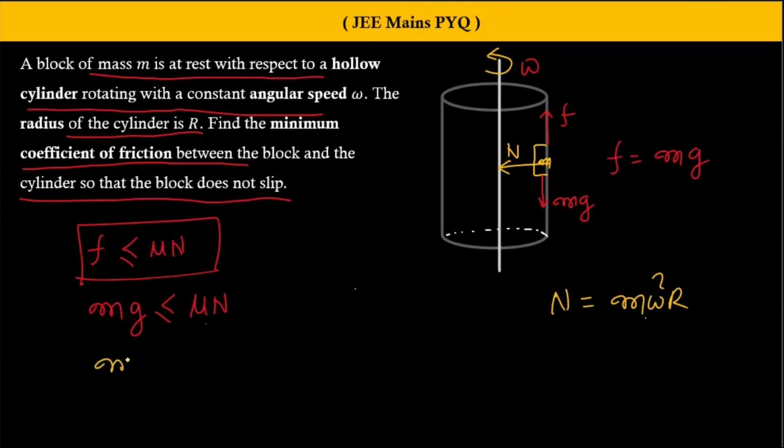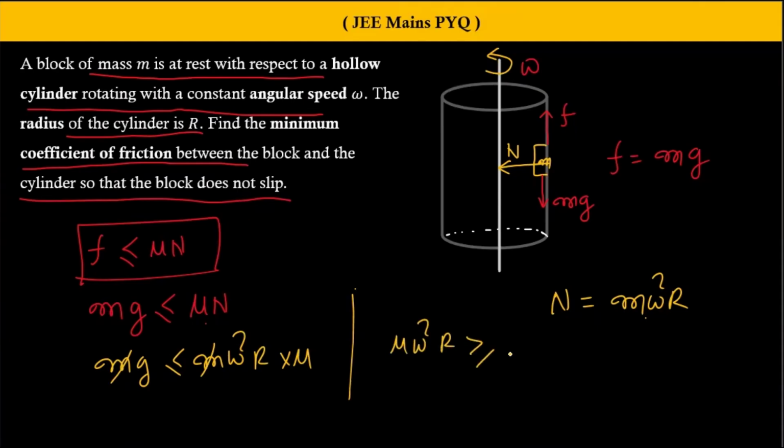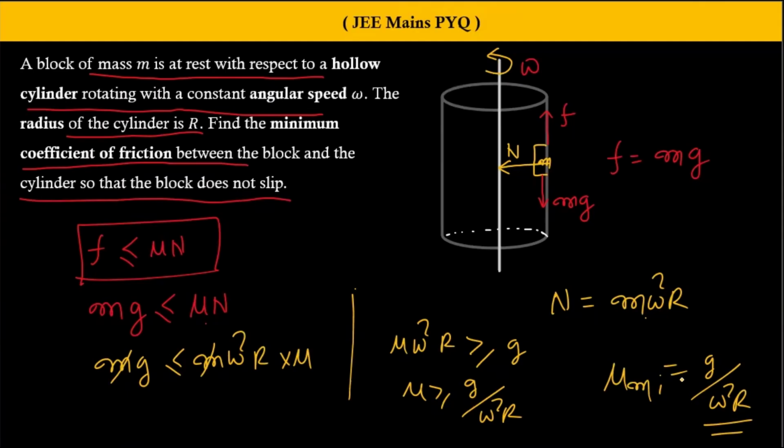Now you put the value here, mg less than equal to mu m omega square r, m will get cancelled, okay, and this is mu n, right? So mu will be here. Now if you see, we have to calculate the minimum coefficient of friction. So mu omega square r is greater than equal to g, and mu is greater than equal to g by omega square r. So what will be the minimum value of mu? Mu minimum you will be writing as g by omega square r. So this is going to be your answer.